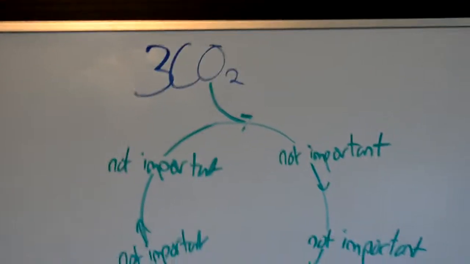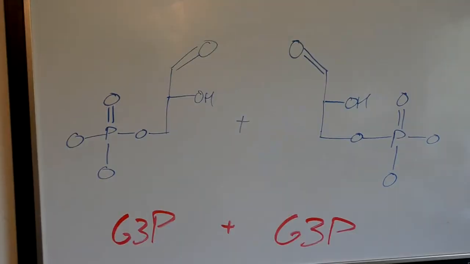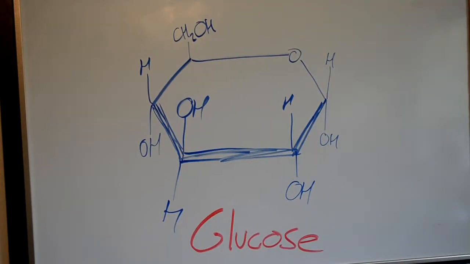Making glucose from carbon dioxide is endothermic. It takes energy to make the bonds. This is where the ATP comes in. Carbon dioxide goes through the Calvin cycle, which does a bunch of unimportant stuff and makes glyceraldehyde 3-phosphate, which goes through gluconeogenesis to make glucose.